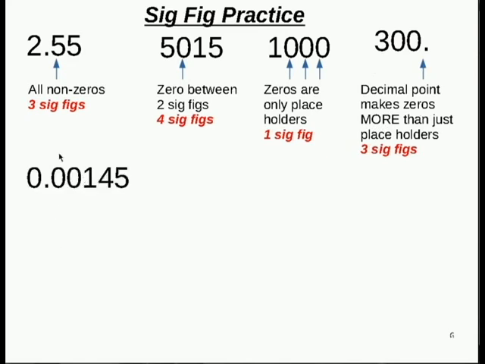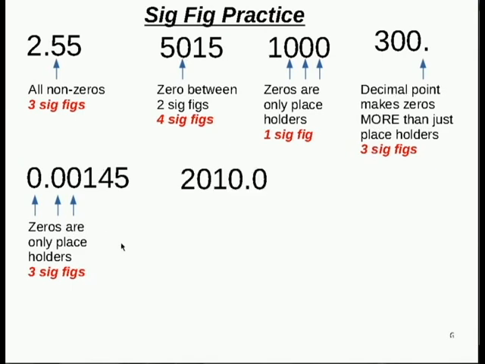Now this is where students really get tripped up. These zeros here in a decimal to the left, okay, especially if there's no digit here. These guys are just placeholders, okay? If I were to put this in scientific notation, move this over and say 1.45 times 10 to the negative third, let's say, these numbers would disappear. And so that's telling me that these are only placeholders, okay? So this number only has 3 significant figures.